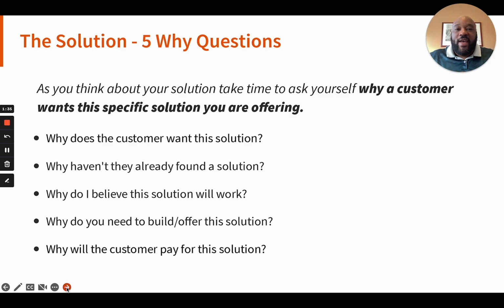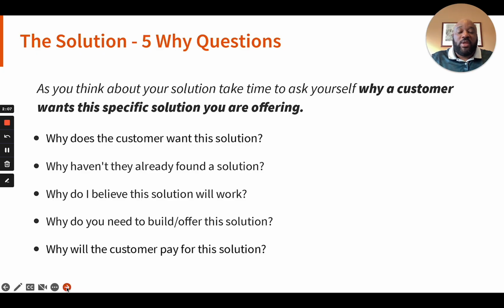Why haven't they already found a solution, right? Is this something that's really challenging and really hard, or is it something that they just really don't want? And so you need to make sure that that's very, very clear, even though you might be really excited about the solution. Why do I believe this solution will work? So what is it about what you're proposing, what the customer actually needs, that you think that based on them coming to you and saying, I have this problem, what do you have for me, that this solution is actually going to solve the problem they actually have?